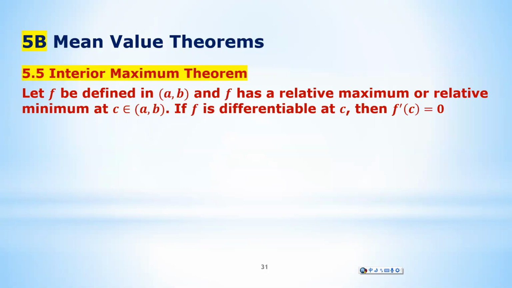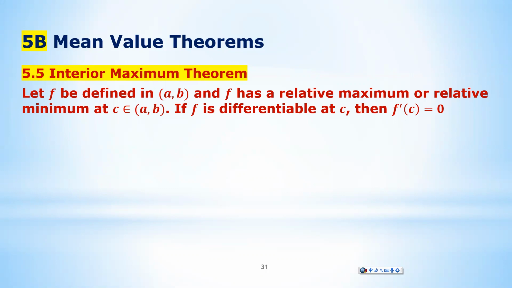So what this theorem says is that I have a function f defined on (a, b). It doesn't matter whether the interval is closed or not. Assume f has a relative maximum or relative minimum at some point c in (a, b). And then if f is differentiable at that point, then the derivative must equal 0. So that's the interior maximum theorem. It basically says that as long as you have a maximum or minimum, even if they are a local maximum or local minimum, the derivative, if it exists at this point, must equal 0.